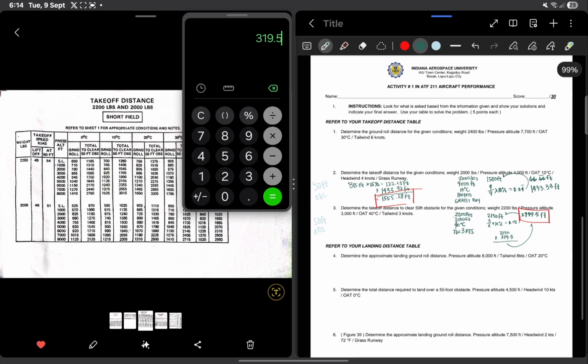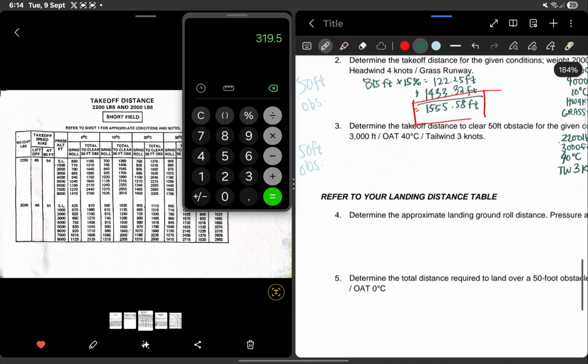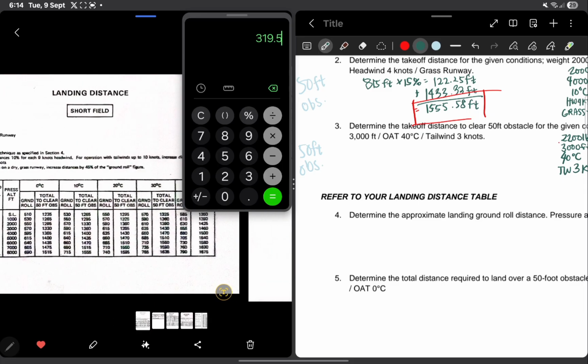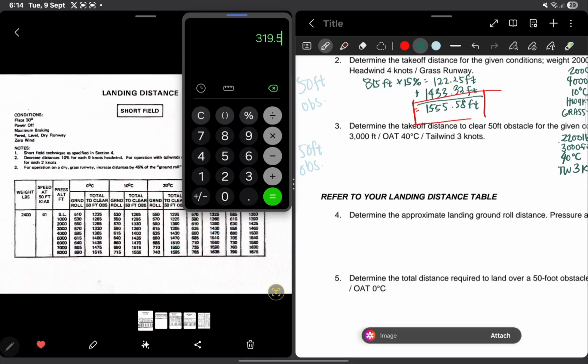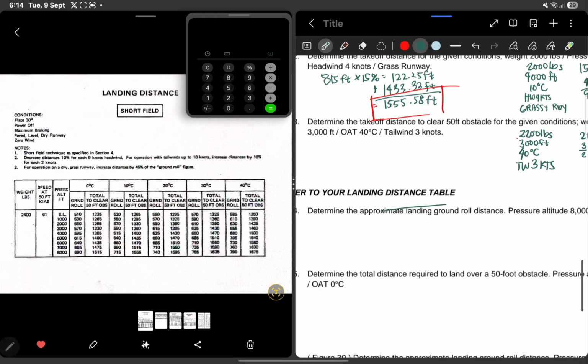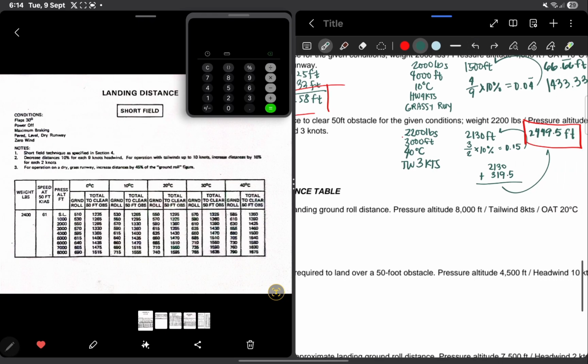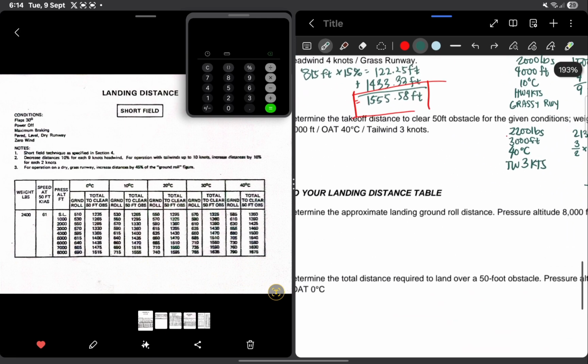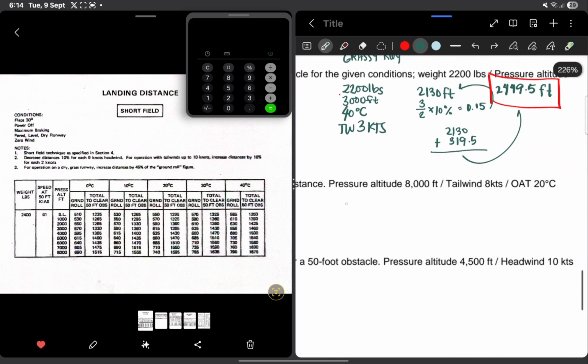Okay, moving on. We will now refer to our landing distance table. We have multiple tables here, but I'll teach you how. Determine the approximate landing ground roll distance. So we have our values here: pressure altitude of 8,000 feet with a tailwind of 8 knots and an outside air temperature of 20 degrees Celsius.